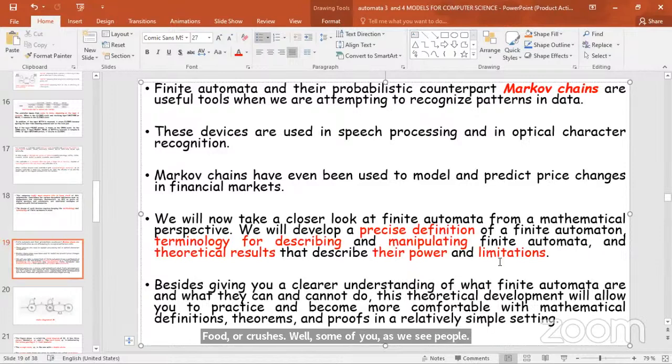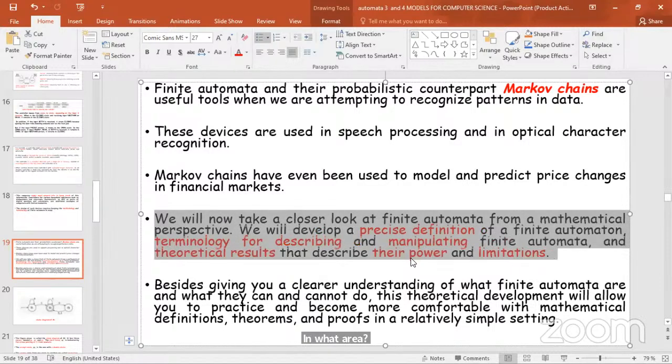We'll now take a closer look at the finite automaton from a mathematical perspective. We'll develop a precise definition of a finite state automaton, terminology for describing and manipulating finite state automata, and theoretical results that describe the power and the limitations. I think Dr. Sanaiki will be taking you through the power relation and a comparison of each of these automata: which one is useful for what, which one is more powerful in what area, and so on. So this is a summary of what we'll be doing in automata theory.